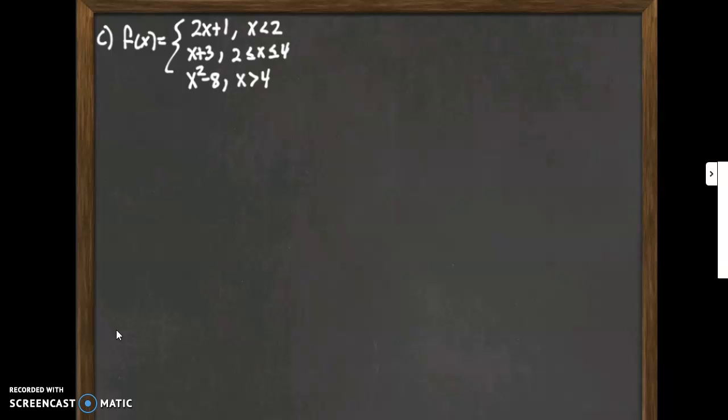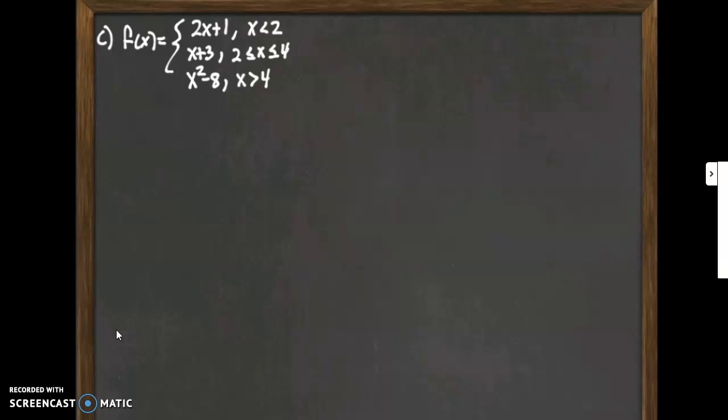Well, if we look first at the three individual pieces, those are all polynomials, which are defined everywhere. And so in the individual intervals, when we're below 2, it's going to be fine because 2x plus 1 is always defined. When we're between 2 and 4, x plus 3 is defined everywhere. It's going to be fine. And x squared minus 8, when x is bigger than 4, again, it's going to be defined, it's going to have a limit, it's going to be continuous everywhere in the interval.